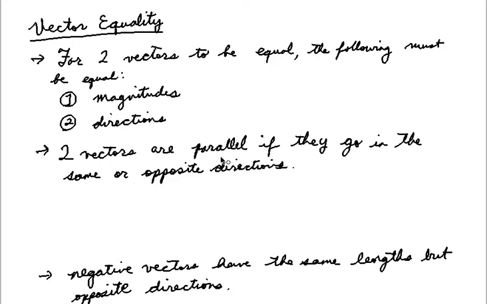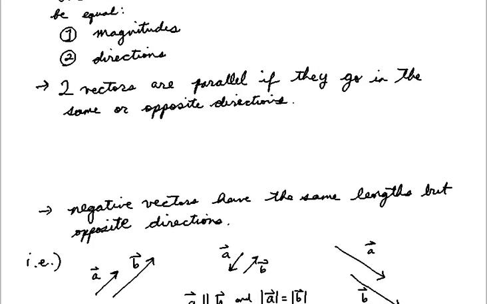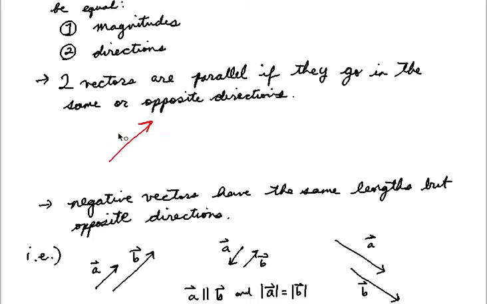Two vectors are parallel if they go in the same or opposite direction. And that makes sense. If I have a vector here and a vector here, they are not the same anymore, but they are in the same direction, so they are parallel vectors. I could also have this vector over here, and these would be parallel too, because they're going in opposite directions.